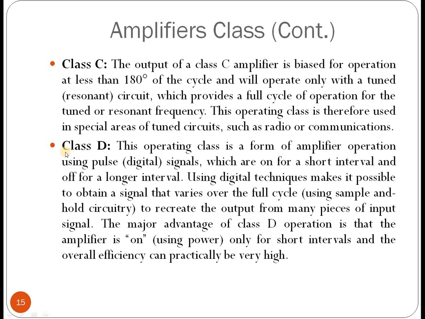Another one is class D. This operating class is a form of amplifier operation using a pulse signal. So it is on only for short intervals of time, and the rest of the time it remains off for longer intervals. Using digital techniques, that is, using the pulse signal, it is possible to obtain a signal that varies over the full cycle, and to recreate the output from many pieces of the input signal. So the major advantage is that the amplifier is in the on state only for short intervals, and that means the overall efficiency is very high.